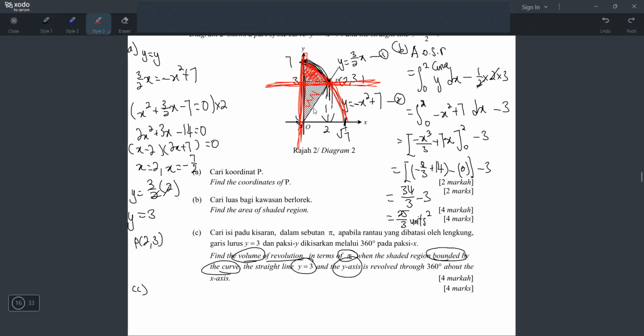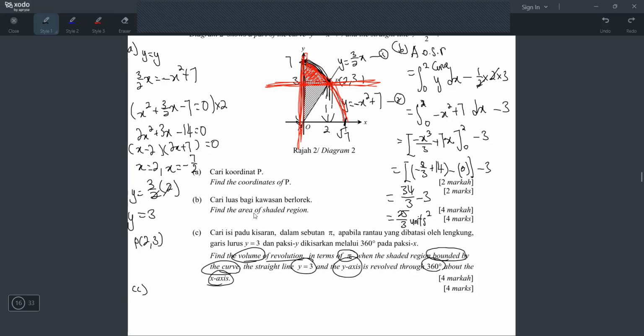No, the answer is no. So can you see that when you do part C, you actually don't want the volume of the shaded region. You only want this part only, right? That is why if you don't read carefully, you go and find the shaded region, then it's wrong already. So they only want this volume, but they say revolve 360 about the x-axis.